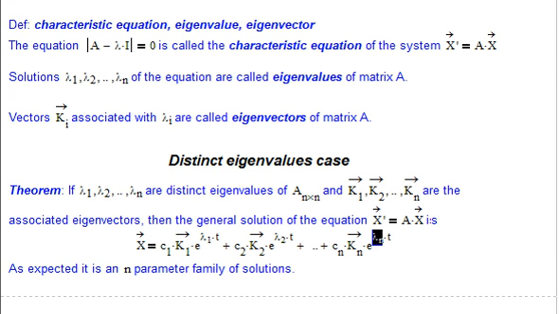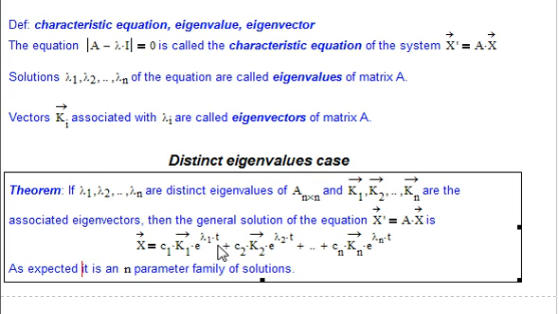As expected, it is an n parameter family of solutions, because there are exactly n constants. And of course, the sum of all these vectors is itself a vector, and that is the vector that is a solution to the system.